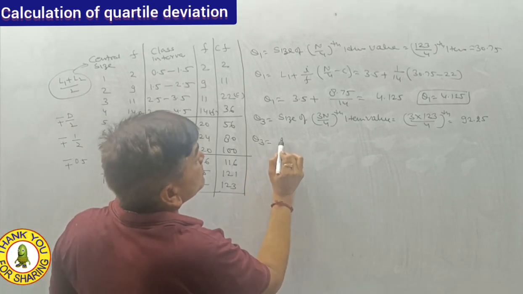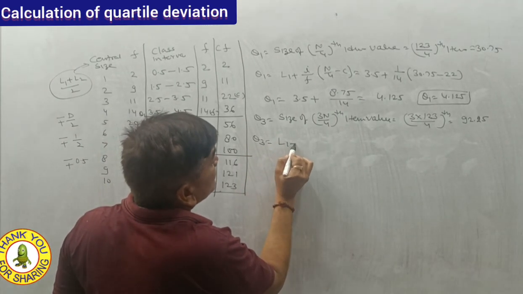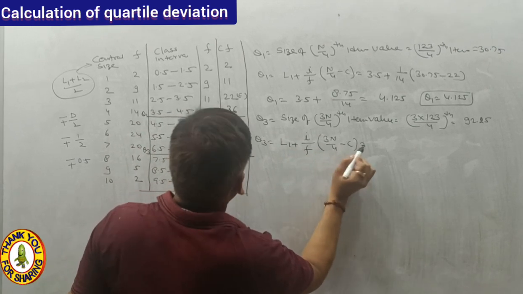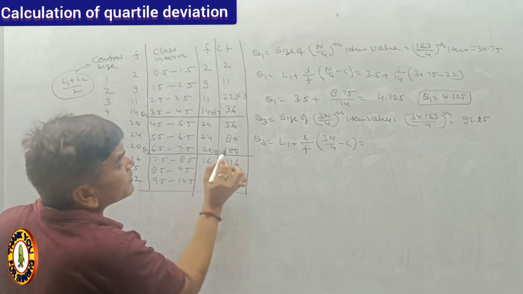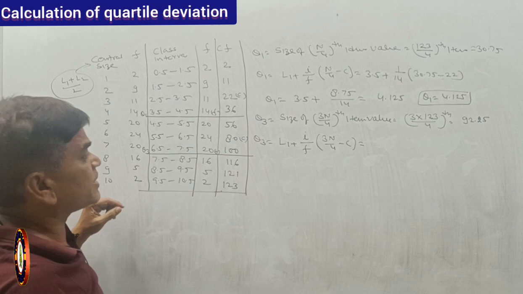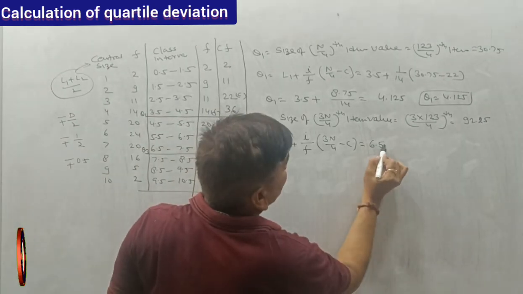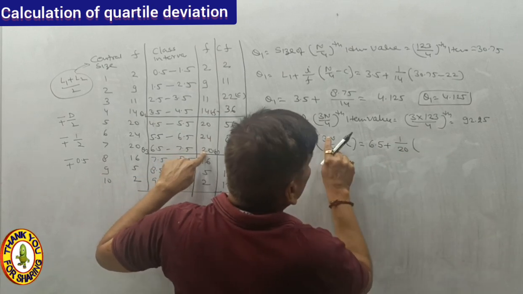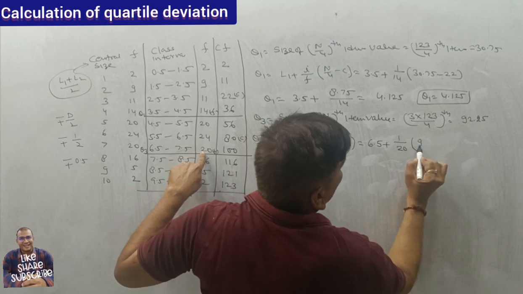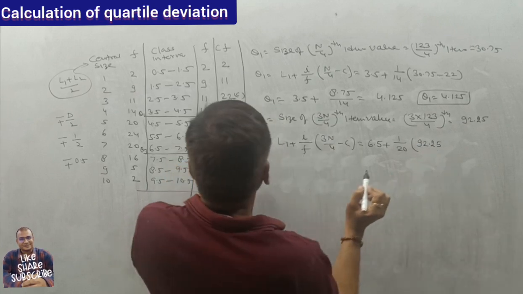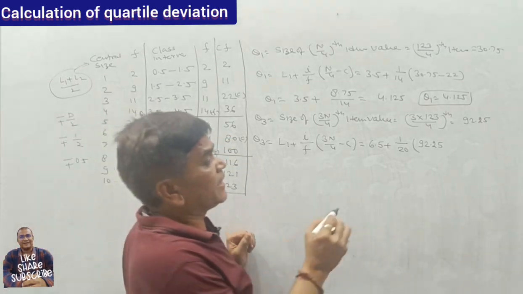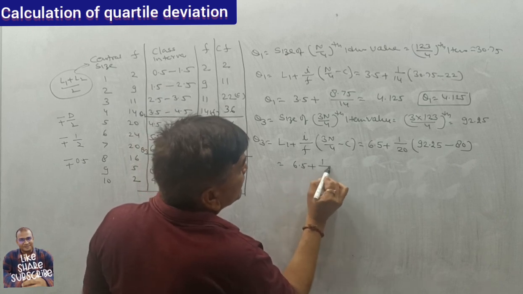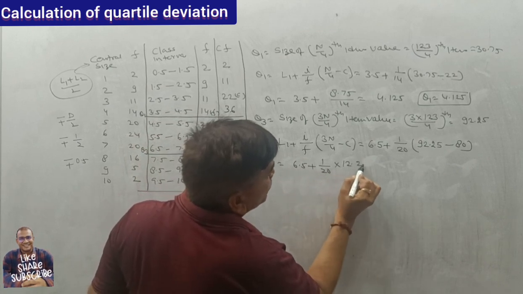The value of Q3 is equal to L1 plus i upon f times 3n upon 4 minus C. So this is the class interval, this will be the frequency, this will be the pre-cumulative frequency. So we will have 6.5 plus the difference 1 divided by frequency 20. The value of 3n upon 4 is 92.25 minus the pre-cumulative frequency, that is 80. So this will be 6.5 plus 1 by 20 multiplied by 12.25.